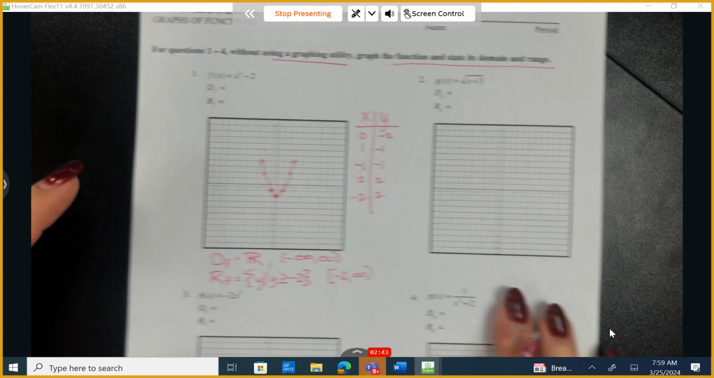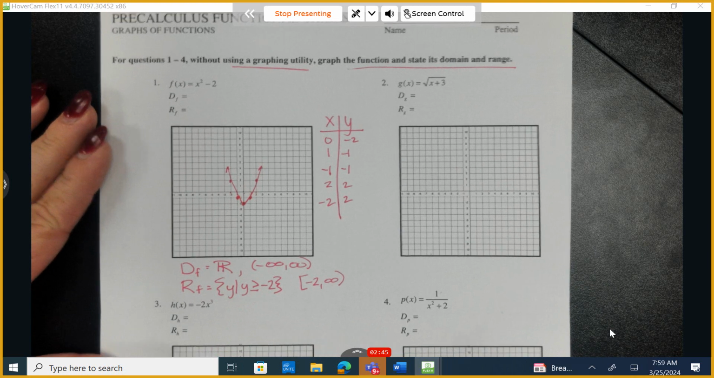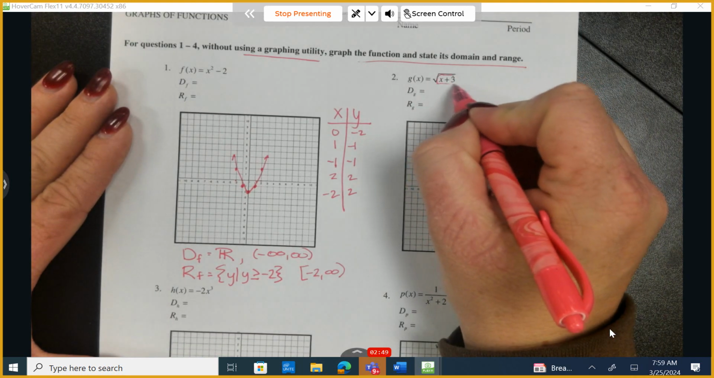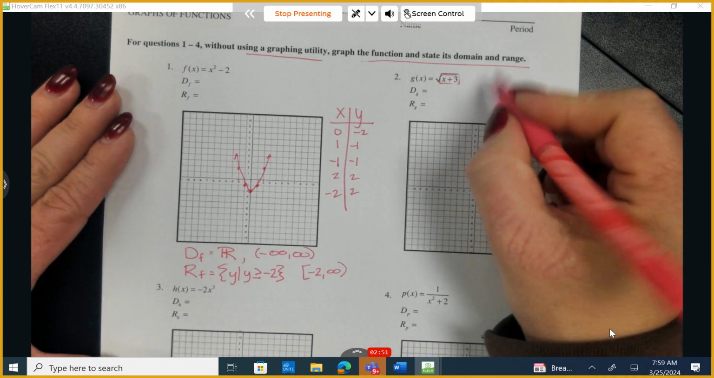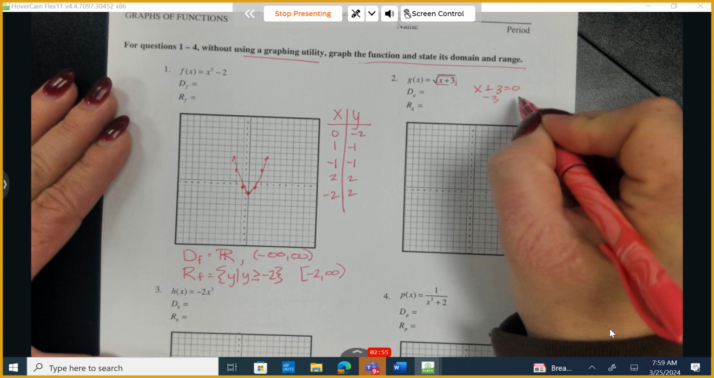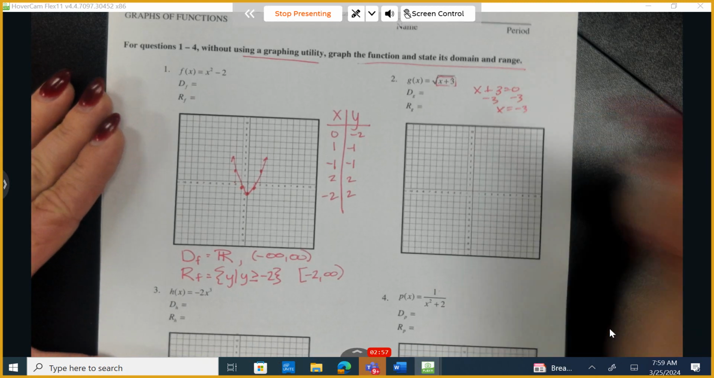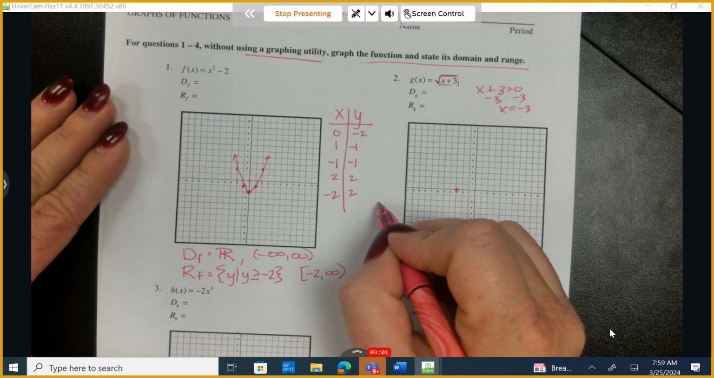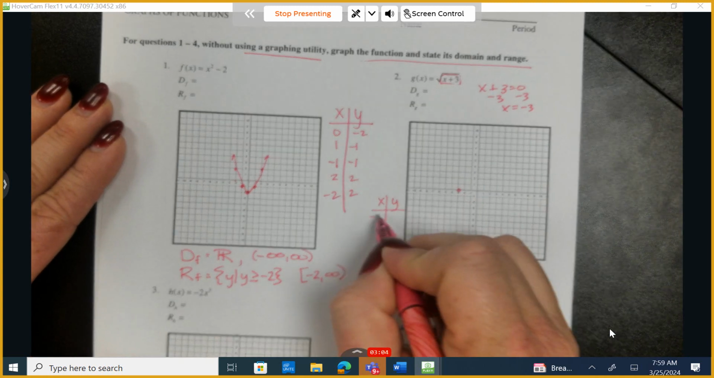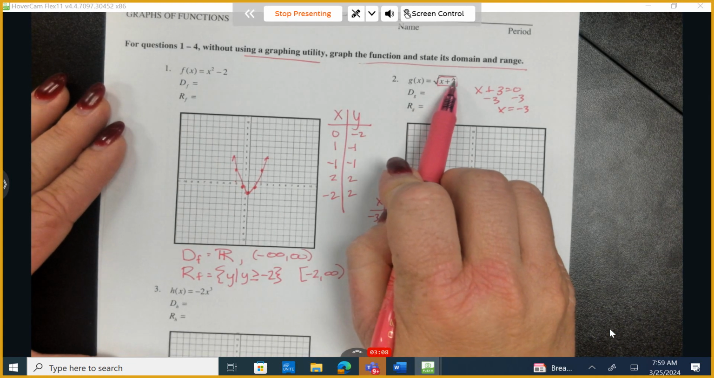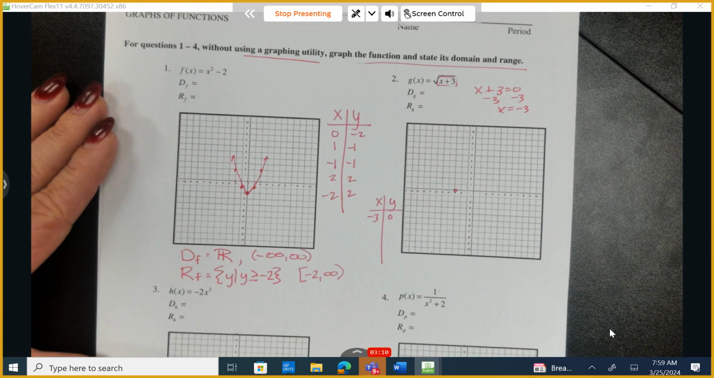Let's go over here and look at example number 2. In example number 2, remember that inside of here, as we are only working with real numbers, this value can be as low as 0. So if I take x plus 3 and I set it equal to 0, I get an answer of negative 3. So I'm going to go all the way over to negative 3. When I input negative 3, I get an output of 0. Why? Because negative 3 plus 3 is 0, and the square root of 0 is 0.